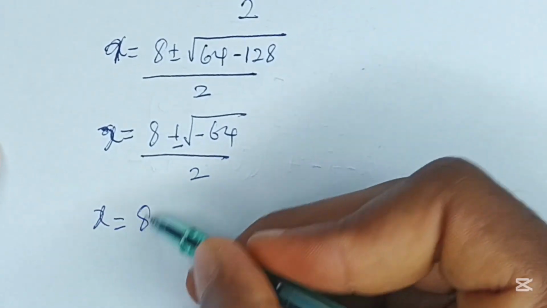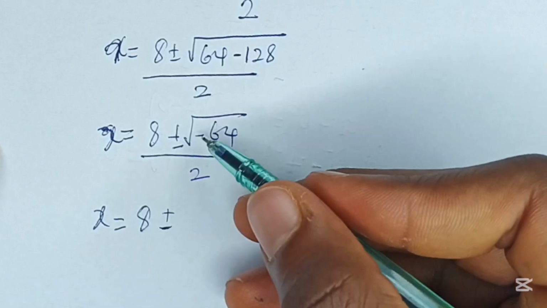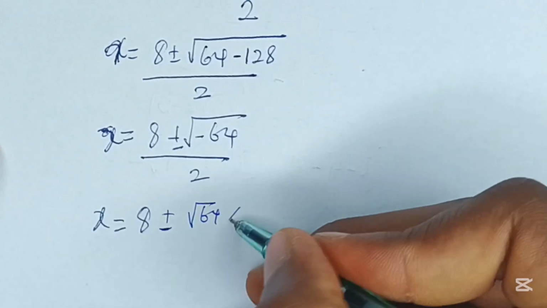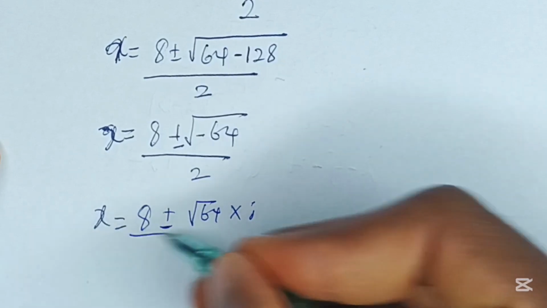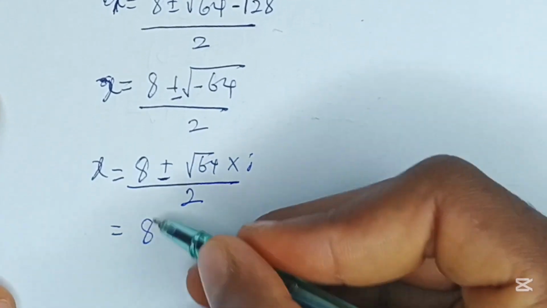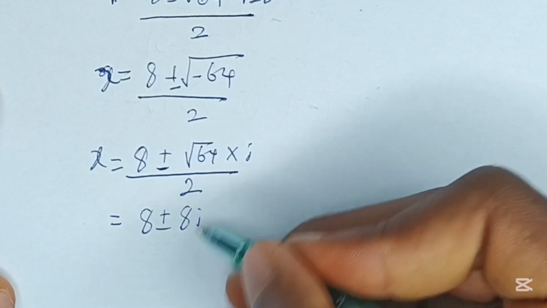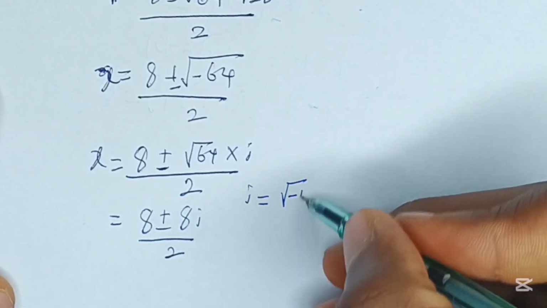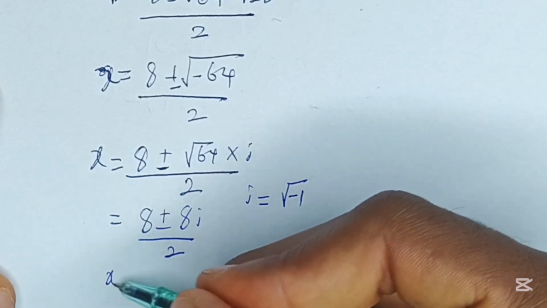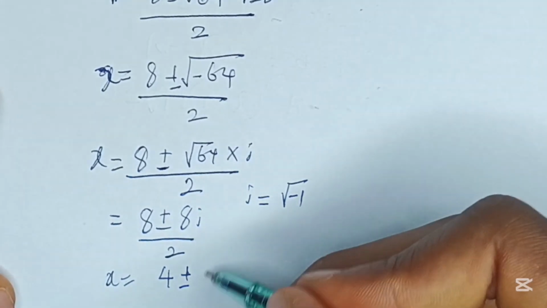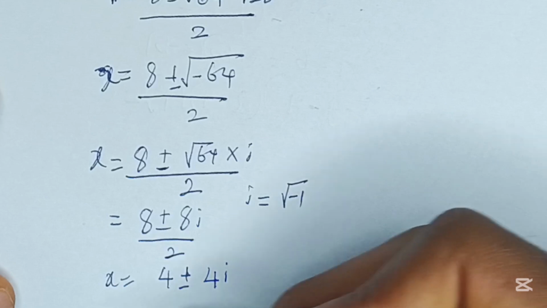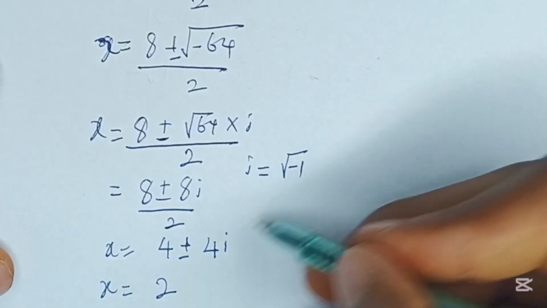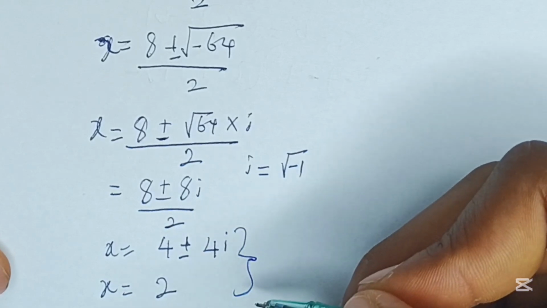x will now be equal to 8 plus or minus, negative 64 can be expressed as root of 64 times i, all over 2. This is equal to 8 plus or minus 8i all over 2, where i is equal to root of negative 1. Hence x will now be equal to 4 plus or minus 4i. So we have that x is equal to 4 plus or minus 4i, or x is equal to 2. These are the three answers to this question.